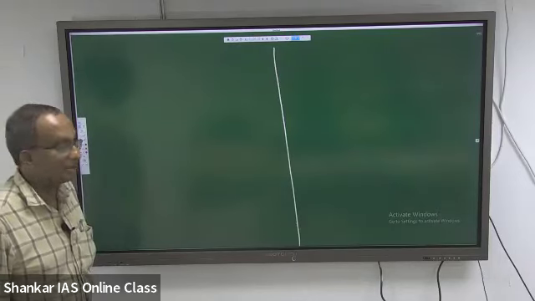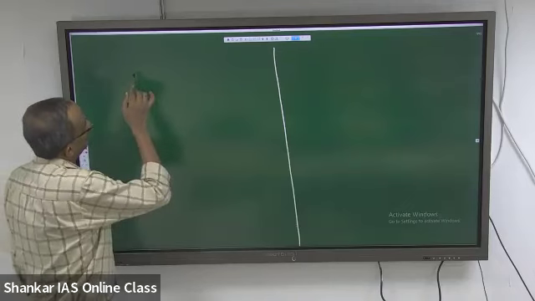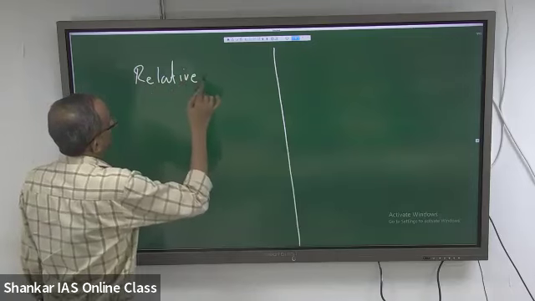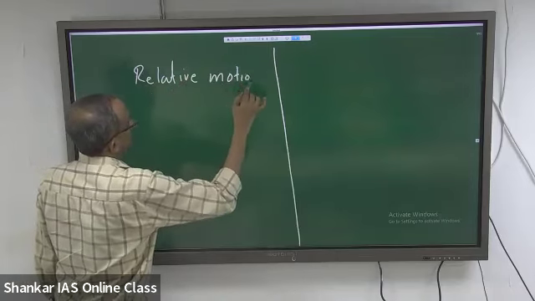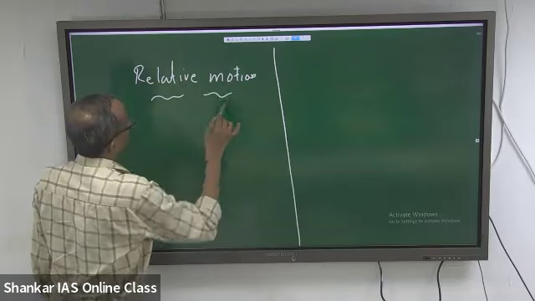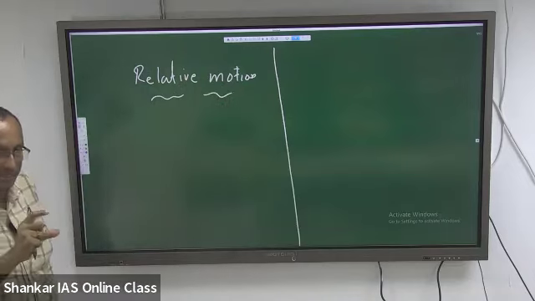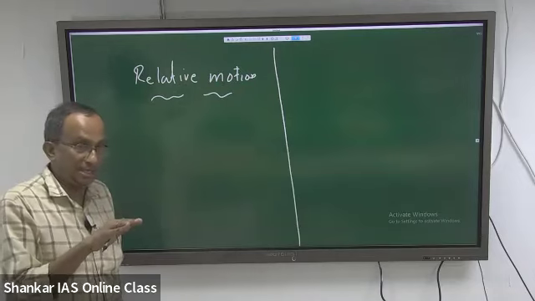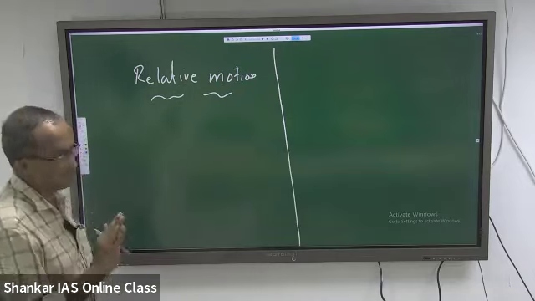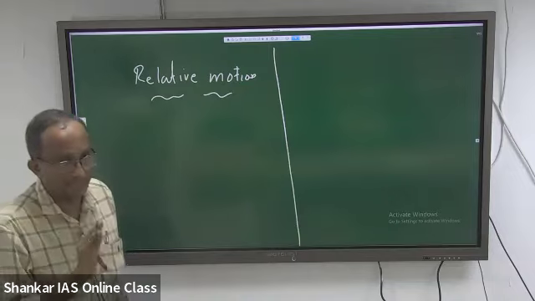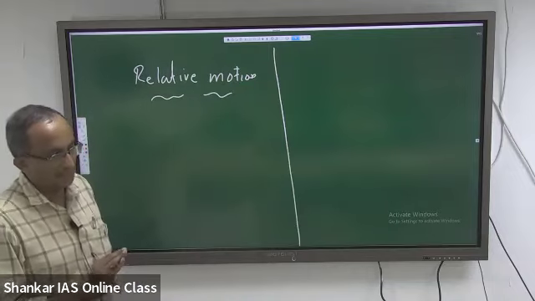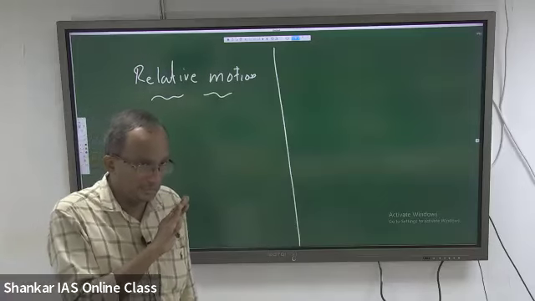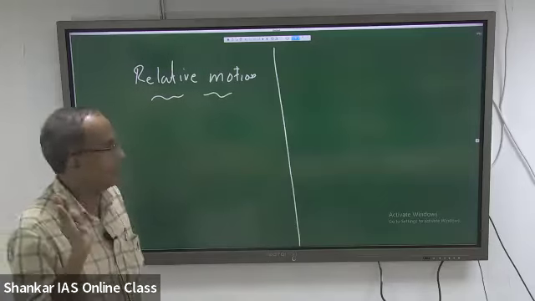Good morning, all. Today we are going to discuss relative motion. See, in the universe, each and every object is in movement in relation to another object. Suppose Earth is moving in relation to the Sun. The Sun is moving in relation to the Milky Way, and the whole universe is slightly expanding.